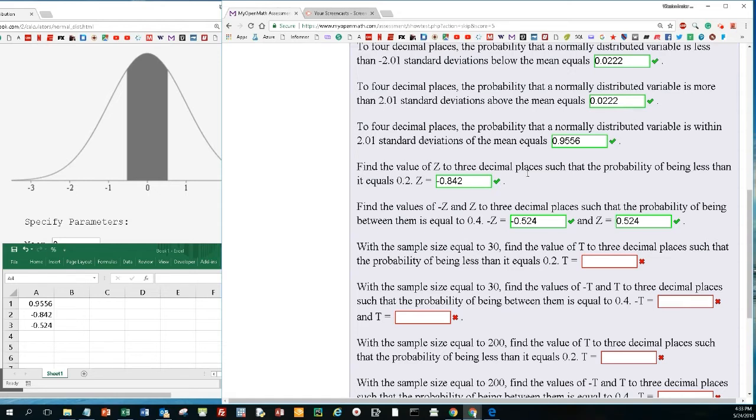Here we find the value of z to 3 decimal places such that the probability of being less than it equals 0.2. Here, we're going to find the value of t to 3 decimal places such that the probability of being less than it equals 0.2. So this number should be really close to that number. But you have to use a t distribution when you don't know the true value of the standard deviation.